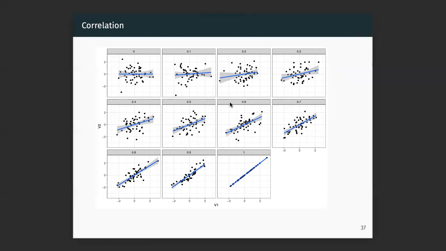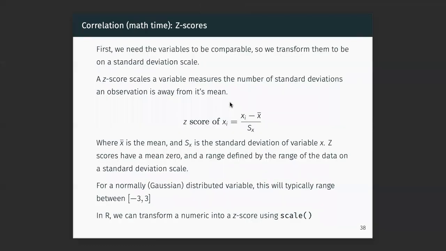So x_i in this case is about what? Let's look at this dot. The x value for this dot is about 2.5. The average for x is 0. So in the numerator here, we would have 2.5 minus 0. That would tell us how far away this observation is from the mean. It's 2.5 away from the mean.